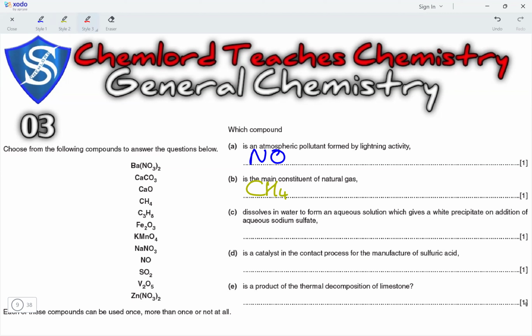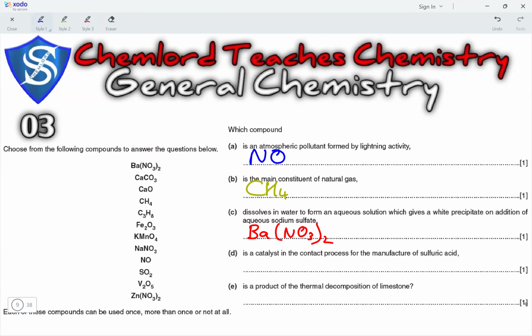Which dissolves in water to form an aqueous solution which gives a white precipitate on addition of aqueous sodium sulfate? So a white precipitate with sulfate would mean the presence of barium ions, because barium sulfate would give a white precipitate, and the barium salt which is soluble in the list is barium nitrate. So the answer here would be Ba(NO3)2.